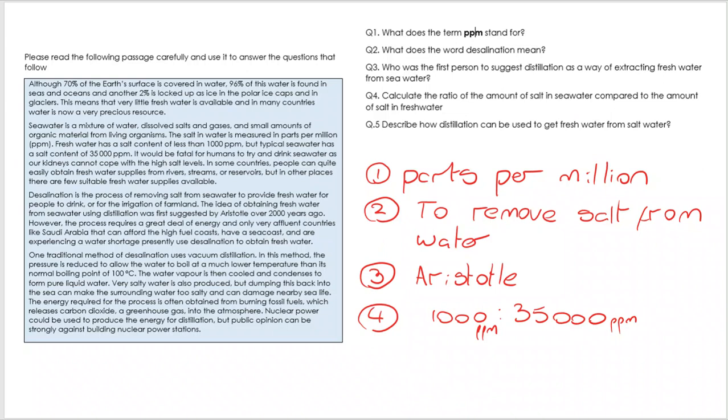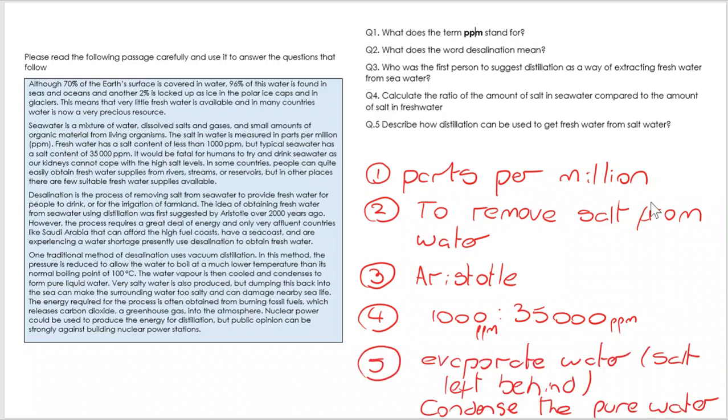And finally, describe how distillation can be used to get fresh water from salt water. You would need to be able to explain this within an exam based on your knowledge of separating mixtures. But distillation is two processes, one after the other, in sequence. First of all, we evaporate, and in this case we're evaporating the water in salt water. The salt gets left behind, but then we're going to condense that water vapour where we're left with the pure water.